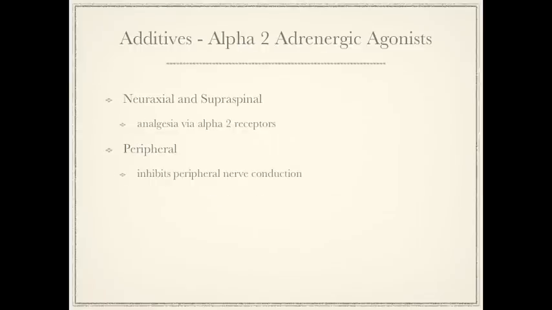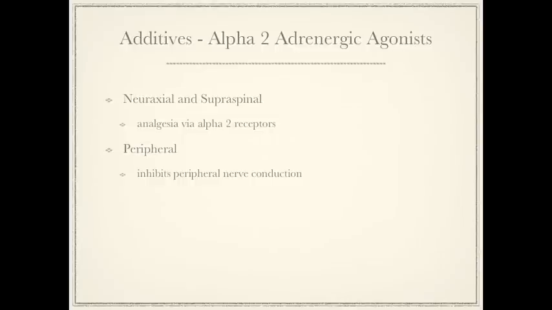So alpha-2 adrenergic agonists can be added to your local anesthetic. For neuraxial and supraspinal anesthetics, you can attain analgesia via the action at the alpha-2 receptors. And for peripheral nerve blocks, alpha-2 adrenergic agonists will actually inhibit peripheral nerve conduction. Now, a good example of one of these drugs would be clonidine, which can inhibit the action at A and C fibers.